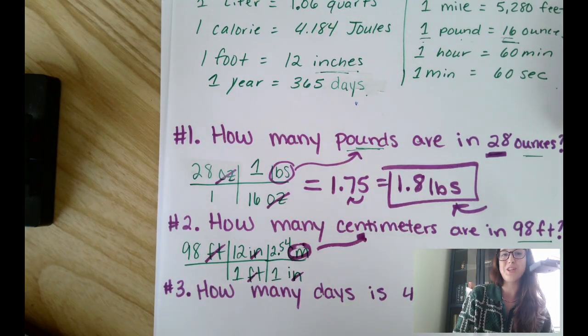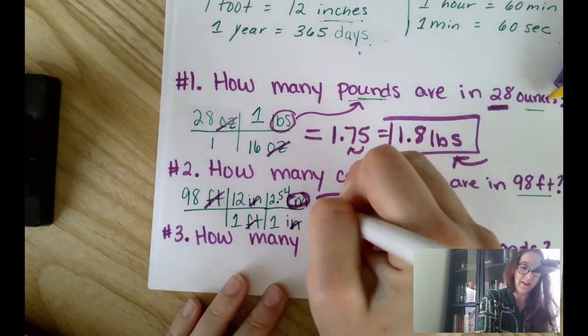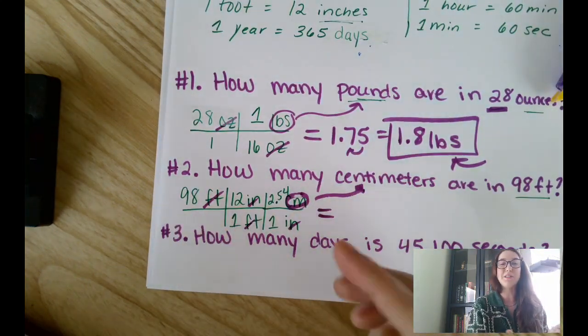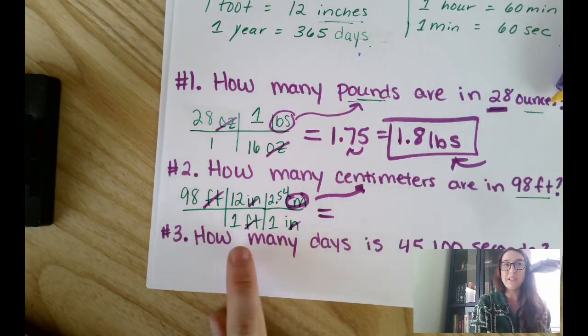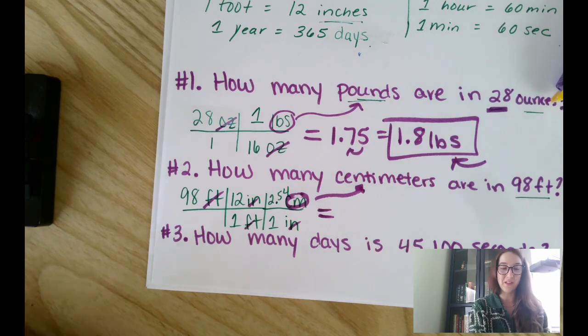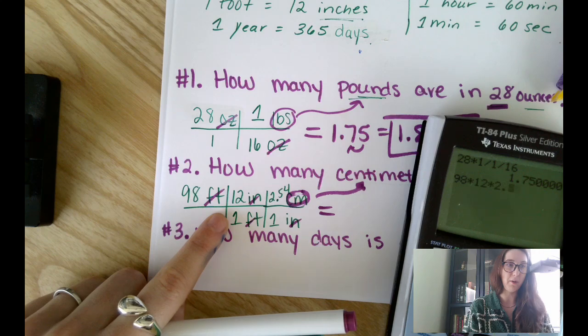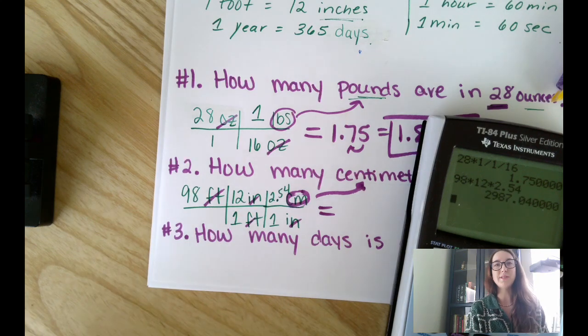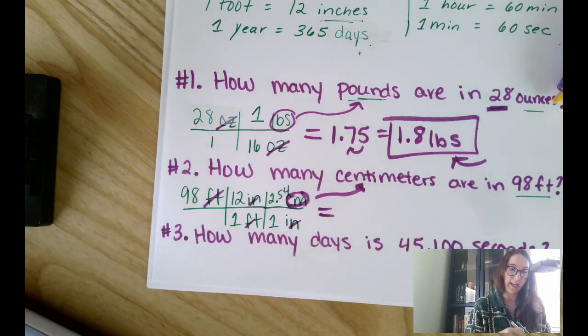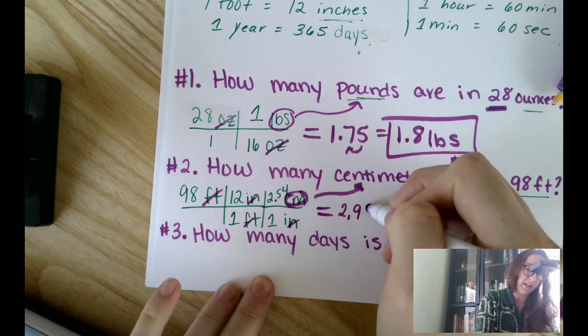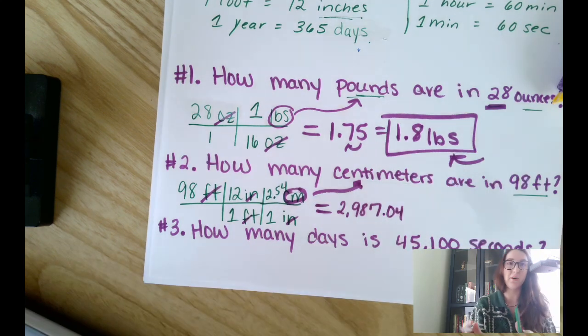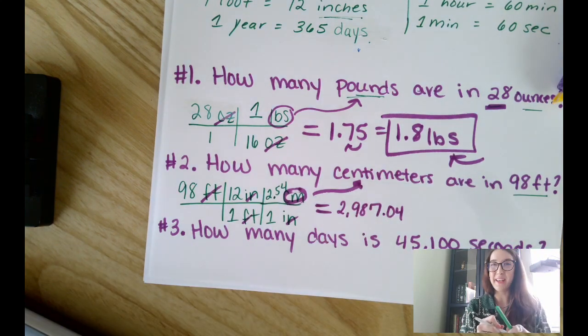Again, that's what the question asked for, so let's go ahead and do the math in the calculator. Multiply your tops, divide by your bottoms. Both of my denominators are at 1 here, so I'm really not dividing anything. I'm actually just doing 98 times 12 times 2.54. 2,987.04. Now again, sig figs, right?